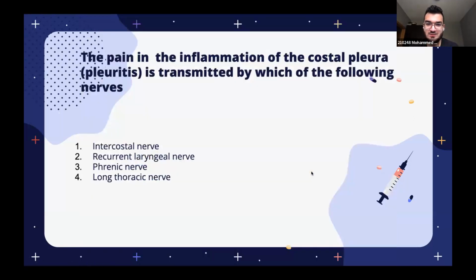Okay, next question. The pain and inflammation of the costal pleura, pleuritis, is transmitted by which of the following nerves? Okay, it's the intercostal nerve. It's basically the exact same question as the one before, but it's worded differently. This is to show you that you can word the questions differently for the same concept. Okay, all clear? All good?